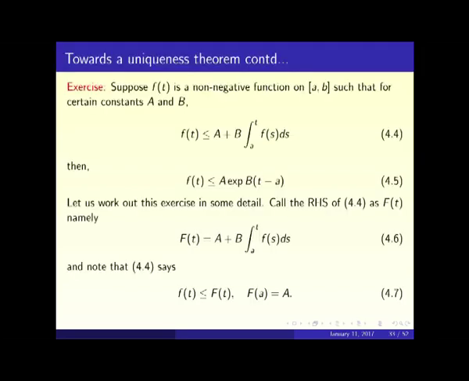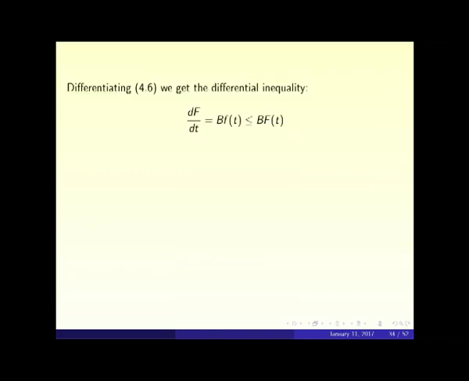You use the fundamental theorem of calculus to differentiate 4.6. dF by dt equal to B times little f. But B times little f is less than or equal to B times capital F. You got a differential inequality. You will proceed exactly as you do with a linear equation. Multiply the differential equation by e to the power minus B into t.